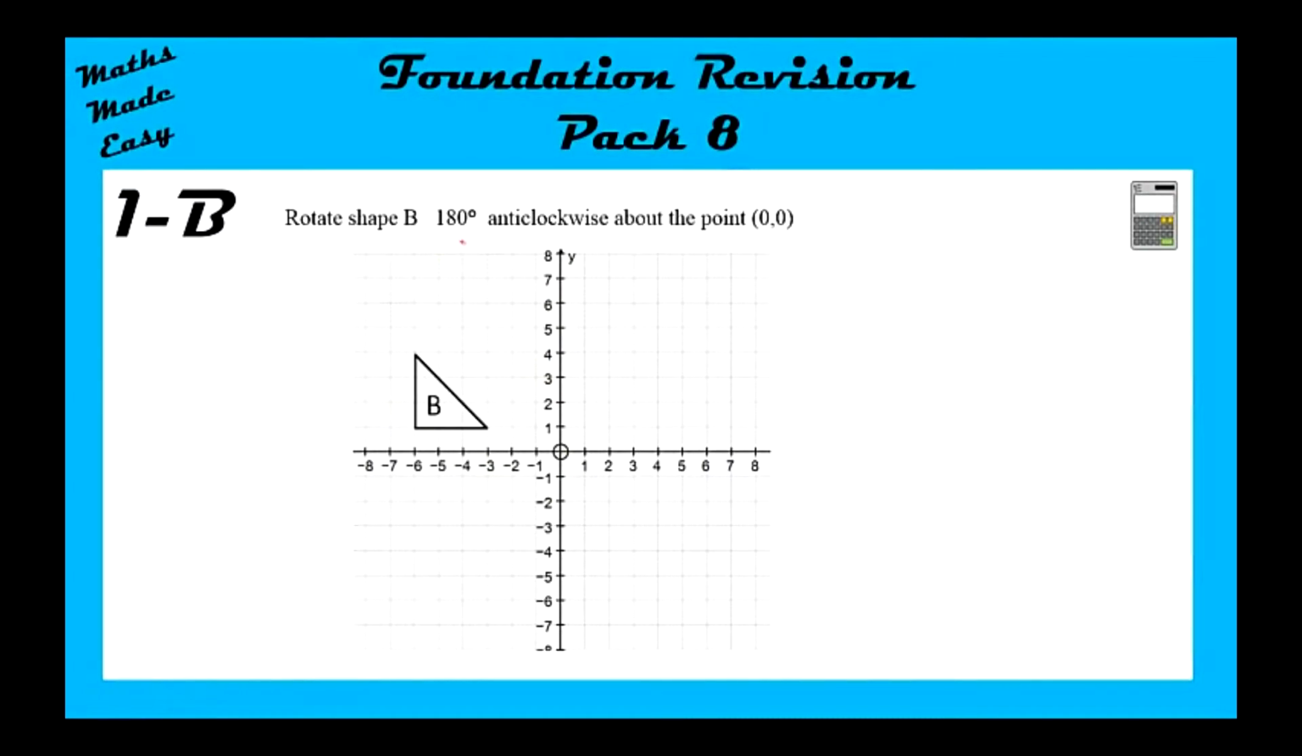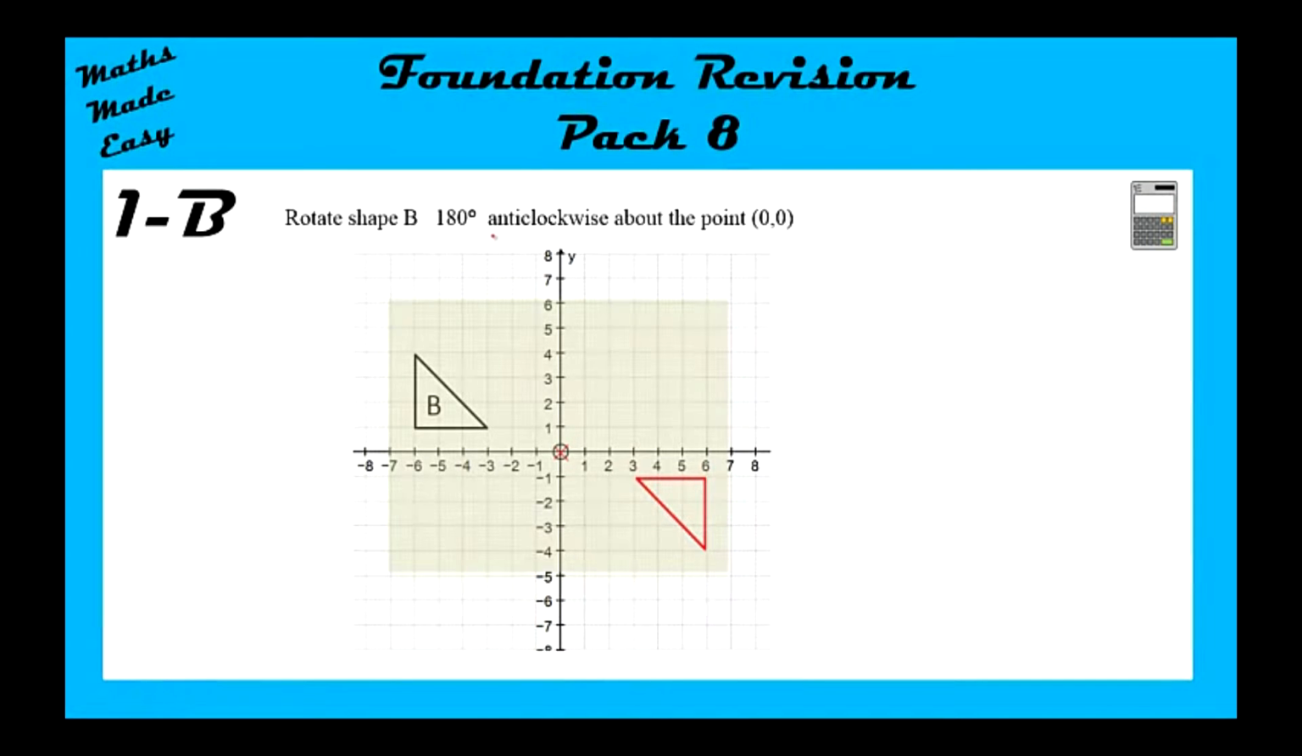Question 1b, this time it's 180 degrees anti-clockwise. So same as before, take your tracing paper, mark on the point, and trace the shape. So the point was 0, 0 this time, right in the middle there. Place your pen on 0, 0 and begin to rotate. So if you go anti-clockwise, 180 degrees, you'll end up here.